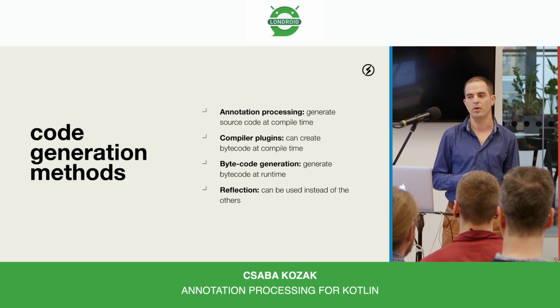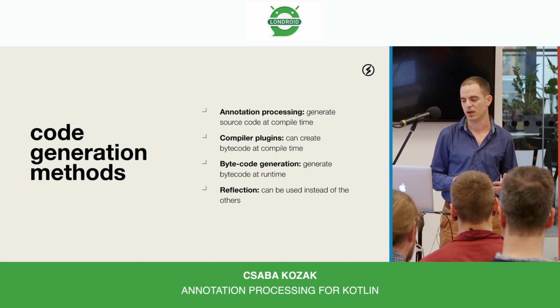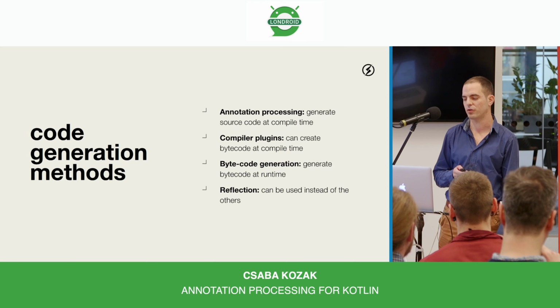Also, you can use runtime bytecode generation. In contrast to the first two methods, that's not at compile time but at runtime. This means that parts of your code are not shipped in your APK or Java classes, but are generated at runtime. This is how, for example, lambdas work on the JVM, or how most of the mocking frameworks do their jobs.